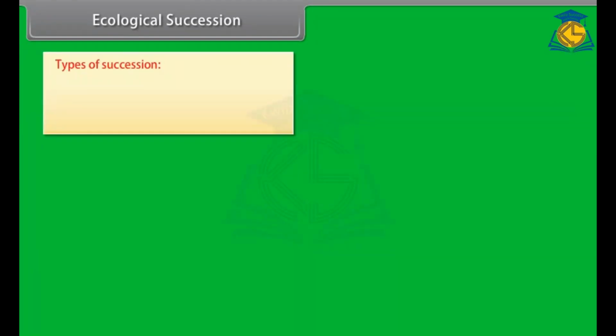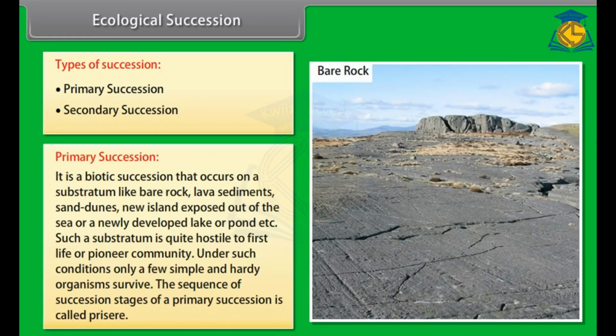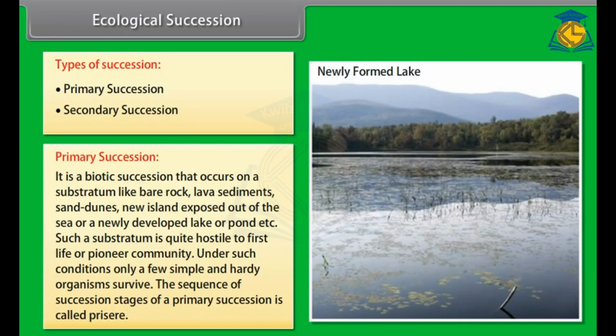Types of succession. There are two types of succession: primary succession and secondary succession. Primary succession is a biotic succession that occurs on a substratum like bare rock, lava sediments, sand dunes, a new island exposed out of the sea, or a newly developed lake or pond, etc.